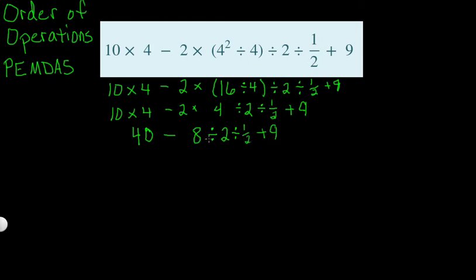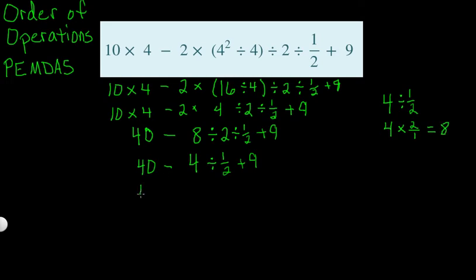So we can keep doing division from left to right. So this will be 40 minus 8 divided by 2, that's 4. So this is 4 divided by 1/2 plus 9. All right, and then we can keep going. We still have division. So we are 4 divided by a half. So if we remember, 4 divided by 1/2. When we're dividing with fractions, we use keep it, change it, flip it. So this 4 divided by 1/2, I'm going to change it to 4 times the flip it, the reciprocal of 1/2, which is 2 over 1. So 4 divided by 1/2 is equal to 8.